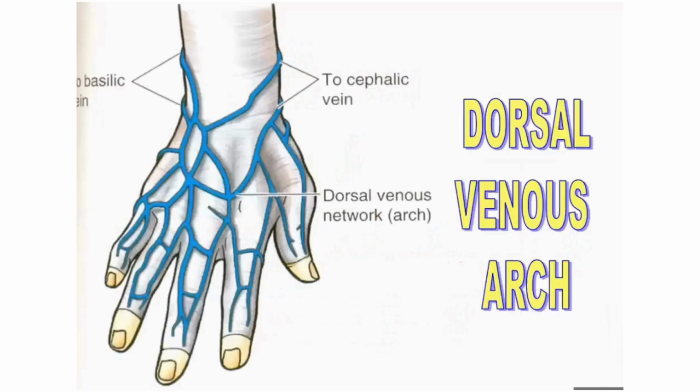A dorsal venous arch corresponds to the arteries. Deep veins are present, but the superficial veins are important. Here it is, the dorsal venous arch. It continues laterally as the cephalic vein and medially as the basilic vein.